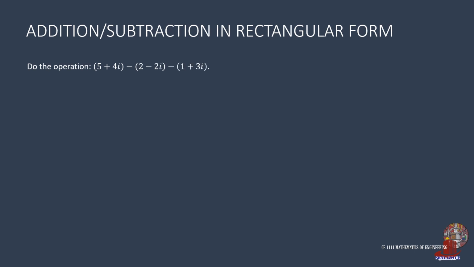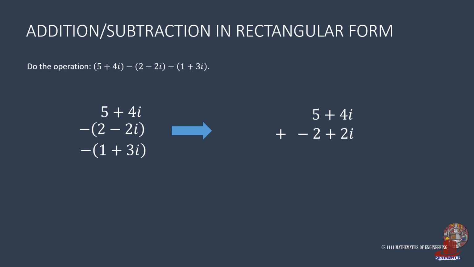The next example is 5 plus 4i, minus 2 minus 2i, minus 1 plus 3i. Vertically, we have 5 plus 4i, next is minus 2 minus 2i. Then the third term, 1 plus 3i, is subtracted too. With subtraction, distribute the sign among the terms, that is, plus negative 2 plus 2i for the second term, then negative 1 minus 3i for the third term. Then proceed to addition. So the real numbers are 5 plus negative 2 plus negative 1 giving 2. Then the imaginary numbers are 4i plus 2i minus 3i resulting to positive 3i. The final complex number is then 2 plus 3i.